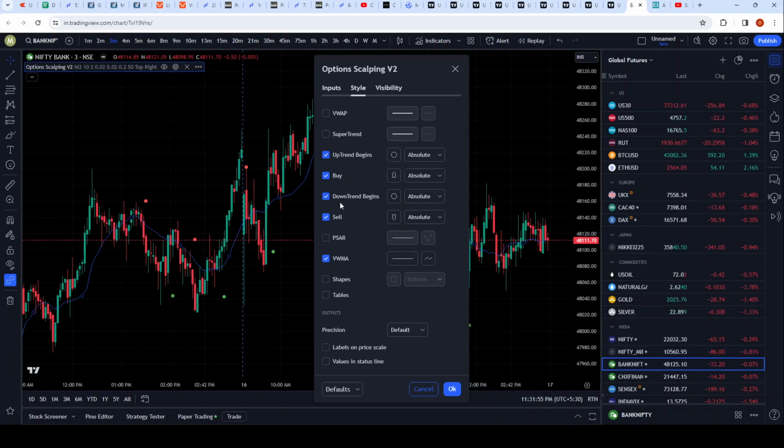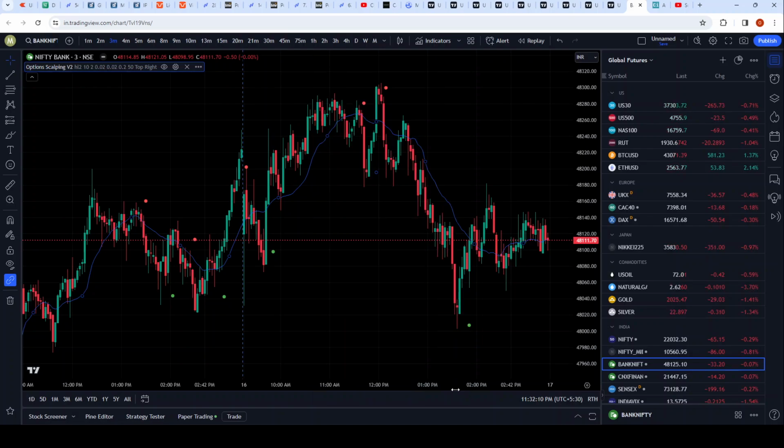So we'll have these four over here: uptrend begins, buy, downtrend begins, sell, and VWMA, which is volume weighted moving average. And we'll have nothing else on the screen. Again, we are on the 3-minute time frame.